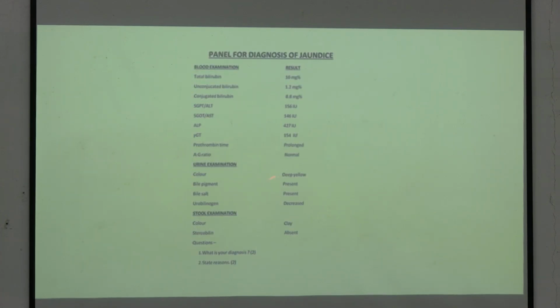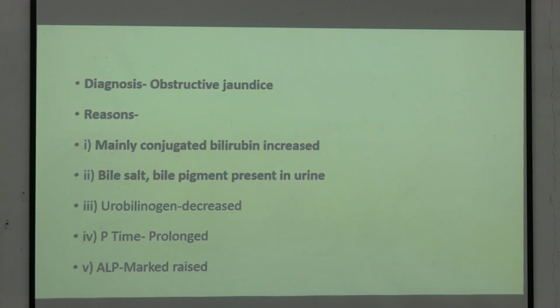Then total bilirubin 10 milligram. Among this, unconjugated is 1.2, conjugated is 8.8. And here ALP is 427. And bile pigment, bile salt present. PT prolonged. Stool color is clay. So it is a case of obstructive jaundice. Why? Mainly conjugated bilirubin increased, bile salt, bile pigment present in urine, urobilinogen decreased, PT prolonged, ALP marked rise.